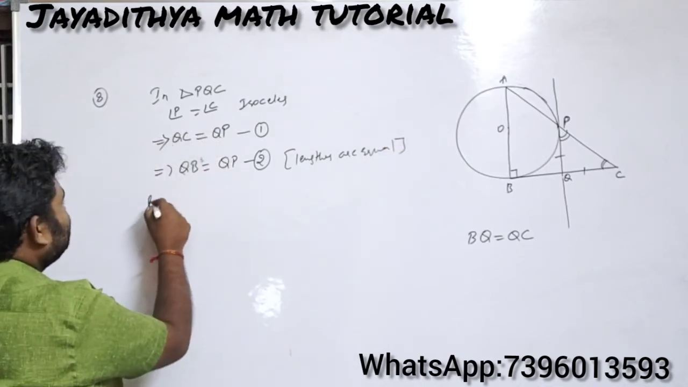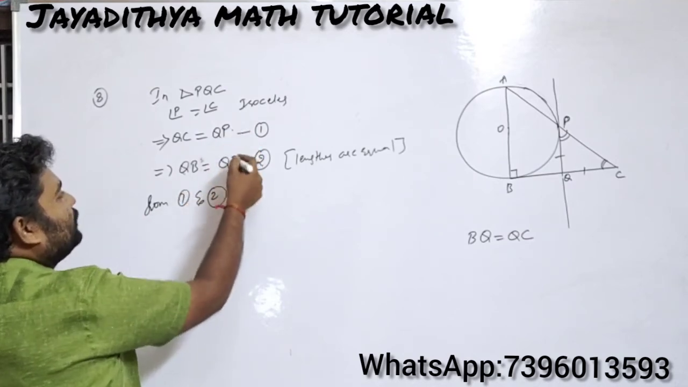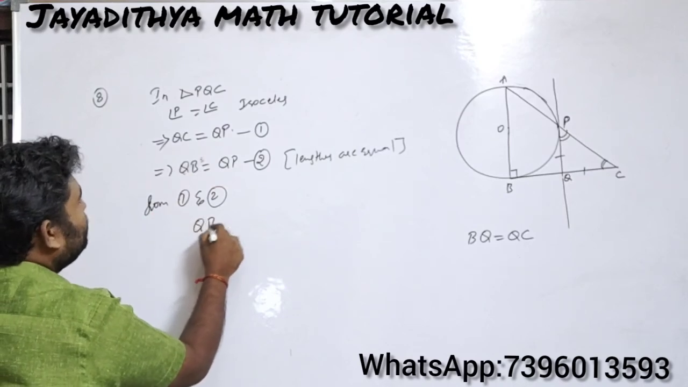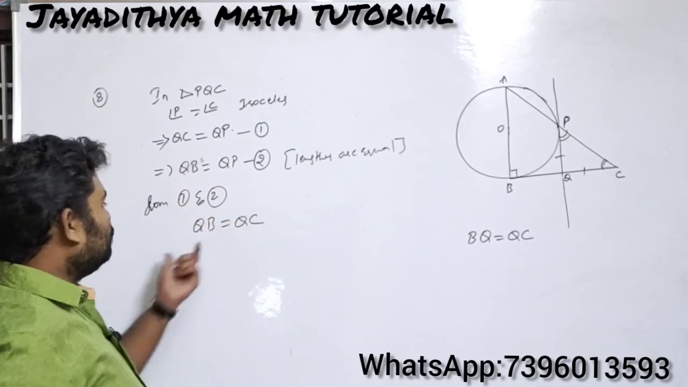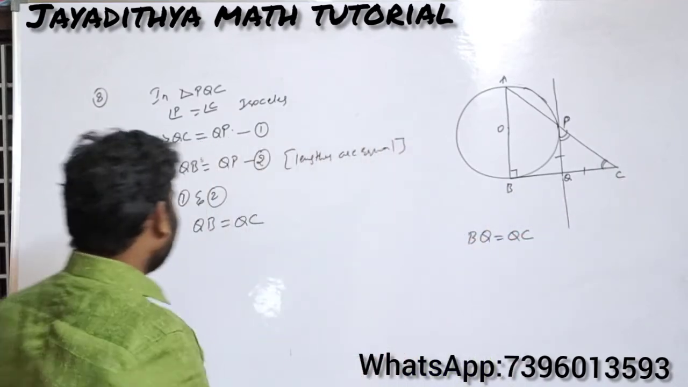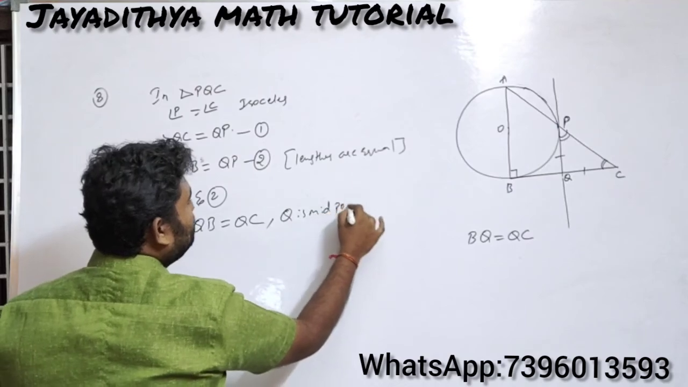So from 1 and 2, what can we say? QC and QB are both equal to QP, RHS are equal, therefore LHS must be equal. So QB is equal to QC. QB means this one, QC is that one, both are equal. Therefore, what can we say here? Q is the midpoint.